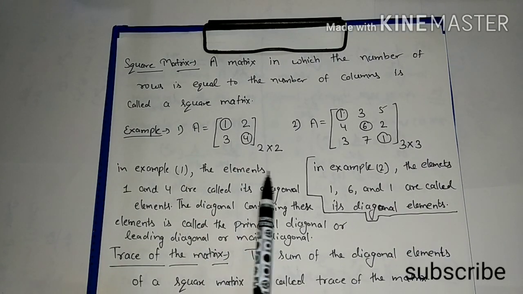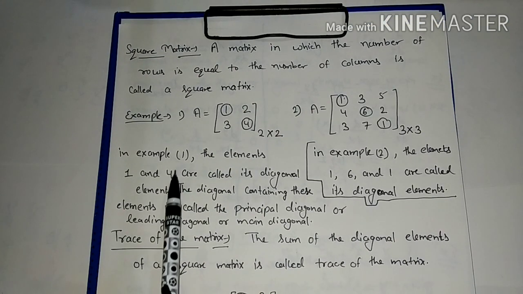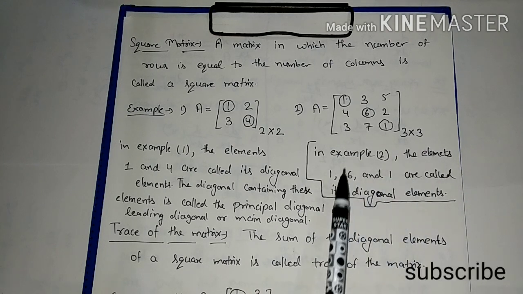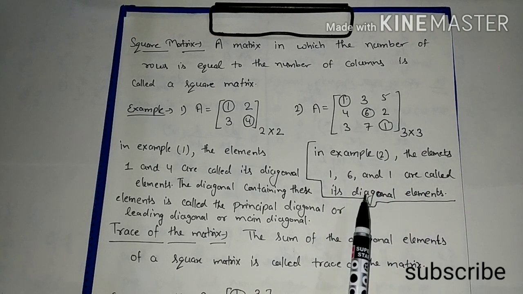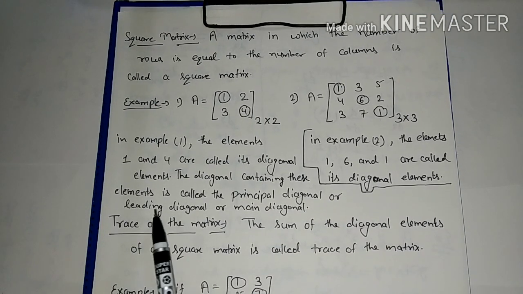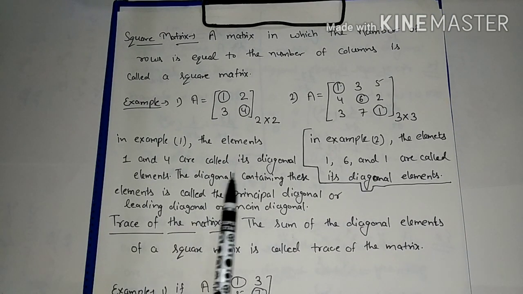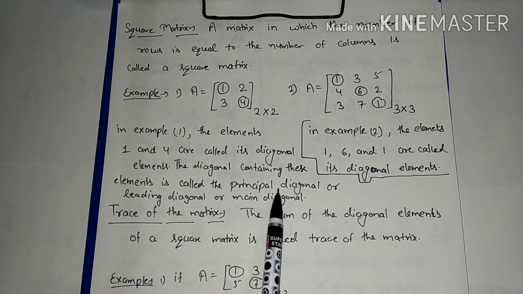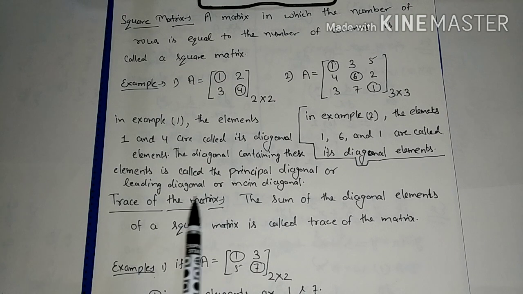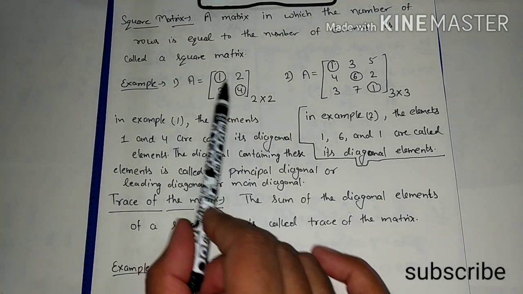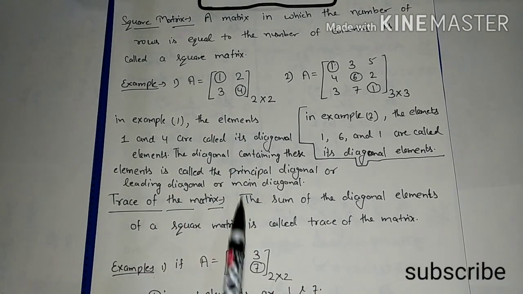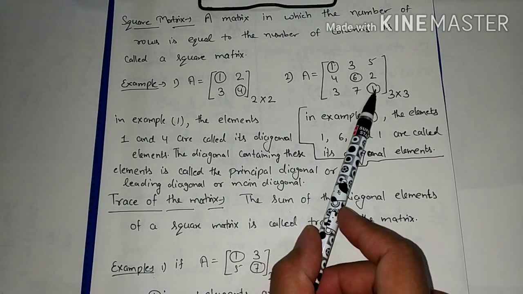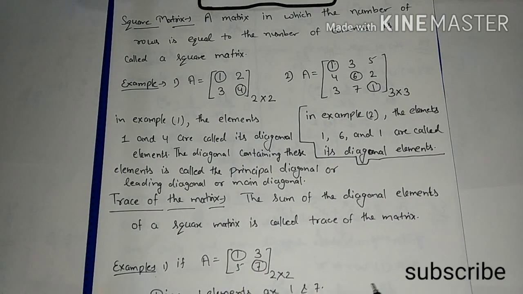In example 1, the elements 1 and 4 are called its diagonal elements. And in example 2, the elements 1, 6 and 1 are called its diagonal elements. The diagonal containing these elements is called the principal diagonal, leading diagonal or main diagonal.